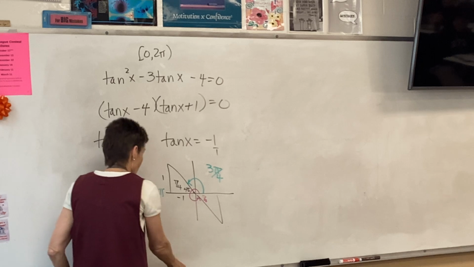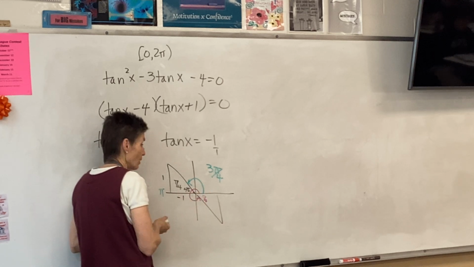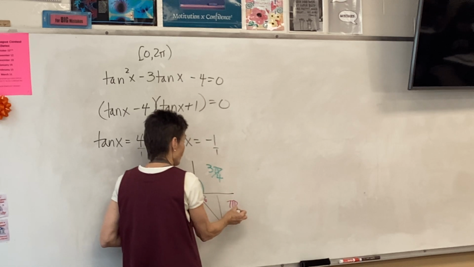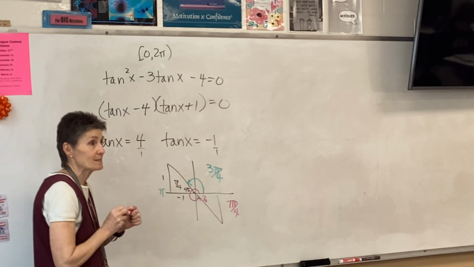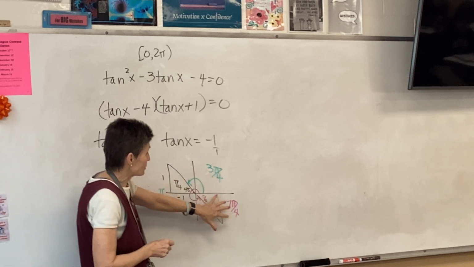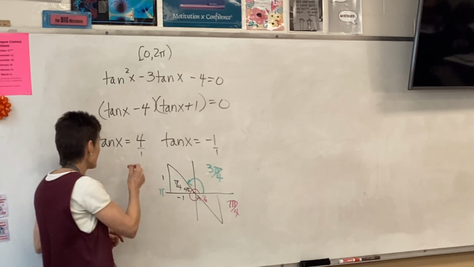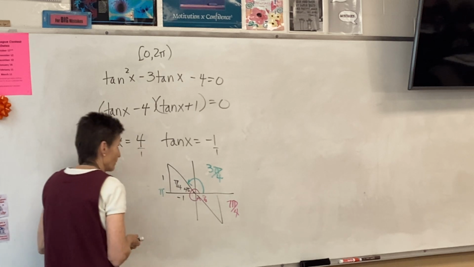And then this one is 2 pi minus a fourth. So 7 pi over 4. So these are the 2 answers that are exact. No calculator. This one I'm going to have to use a calculator on.